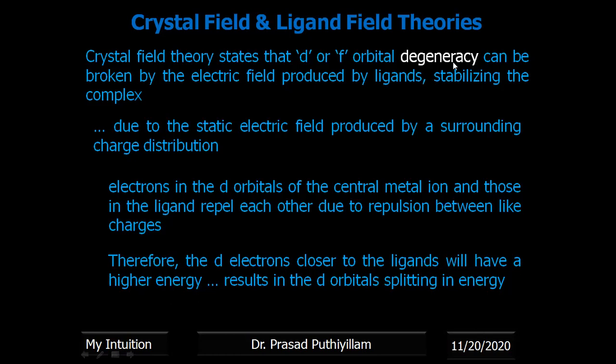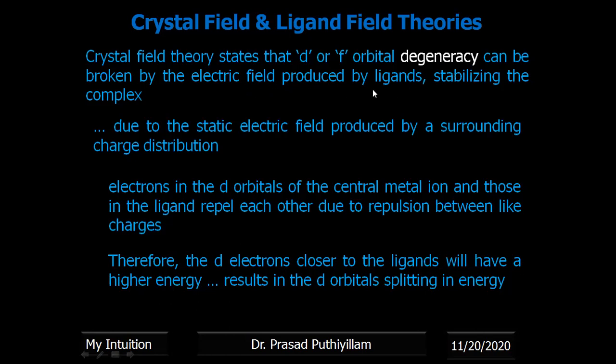Degeneracy or degenerated orbitals means the orbitals which have the same energy. So in d we write it as 5: dxy, dyz, dxz, dx square minus y square, dz square. All those 5 have the same energy. We call them degenerated orbitals. Likewise in f also. So in presence of a ligand, that degeneracy will be broken.